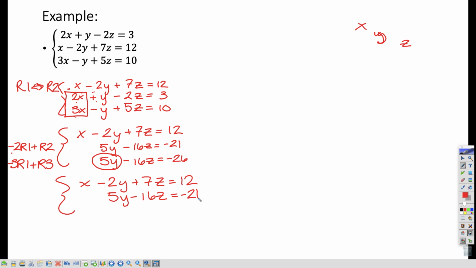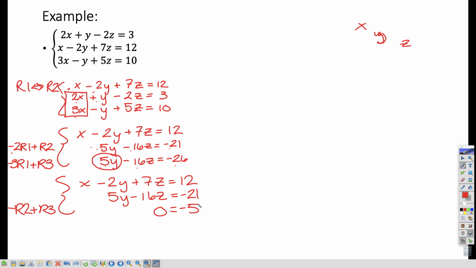Okay. We should have time to finish this. Keep on track. What are we going to do to the second row to get rid of the 5 in the third row? Negative row 2 plus row 3. So negative 5 and 5 is 0. Positive 16 and negative 16 is 0. That would be a positive 21 and a negative 26? It would be negative 5? Yes.